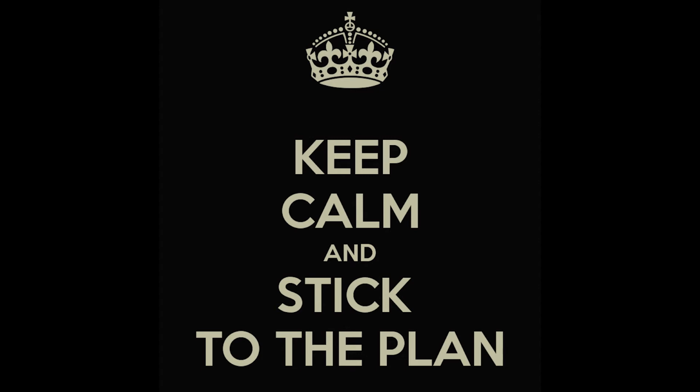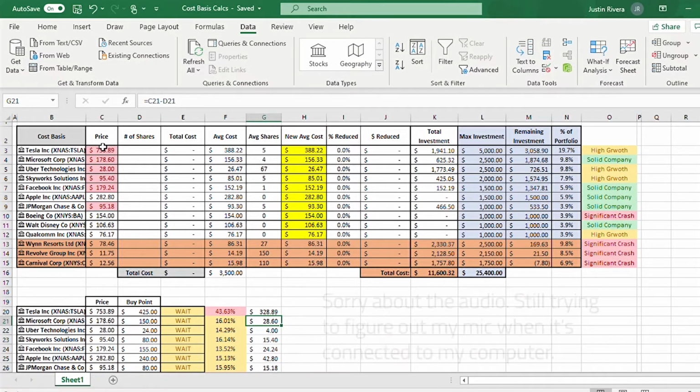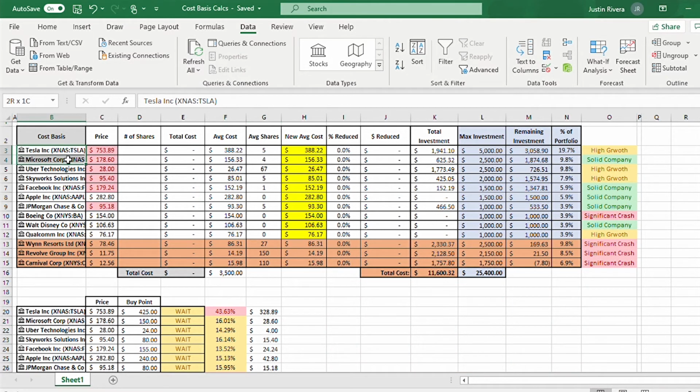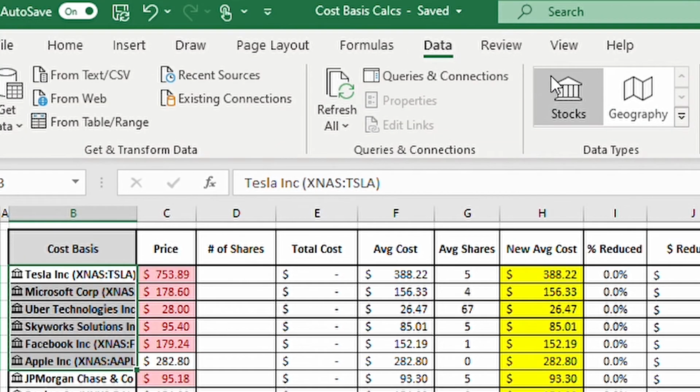So real quickly, I wanted to share this spreadsheet I made with you guys, and I really relied on this heavily during the stock market crash that we saw back in March. As you can see, this spreadsheet tells me everything that I need to know before I start a position in a company. And basically what I can do here is put in what stock I want to track, and you do this by going to the data tab and then putting in the stocks.